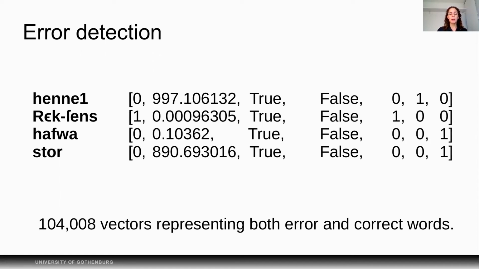For training, we computed over 104,000 feature vectors representing both error words and correct ones. Correct words were extracted from the manual transcription, and error words were extracted from the output results of ABBYY, Tesseract, and Ocropus. So we have a representation from all 3 systems.